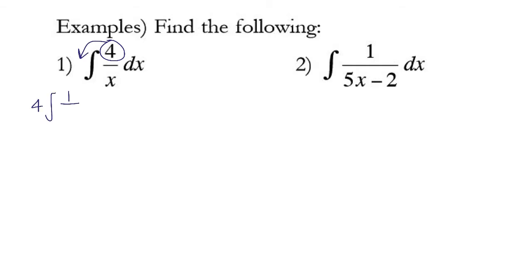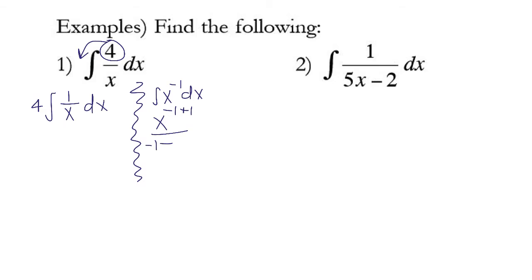4 times the integral of 1 over x dx. Now, for instance, if we went through our rewriting, and this is not how you do the problem, but this is why you do the problem the way it does. If we go back and we rewrite this to be x to the negative 1 dx, and we follow our antiderivative rules, notice that we're going to get something that's undefined. We get x to the 0 over 0, or 1 over 0, which is undefined. But the answer to this particular integral is not undefined.